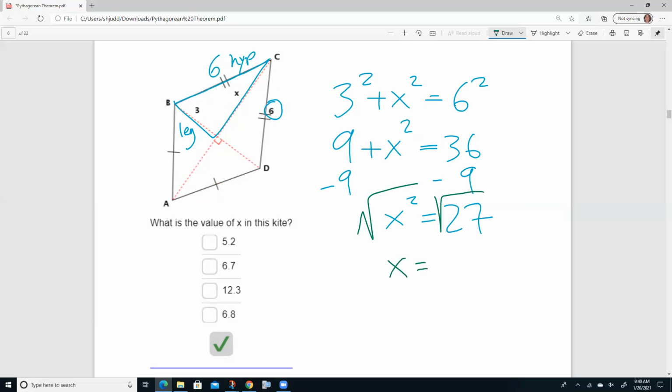That would give us an x of 5.196. So we see that they rounded that to 5.2 because the 9 made the 1 round up.